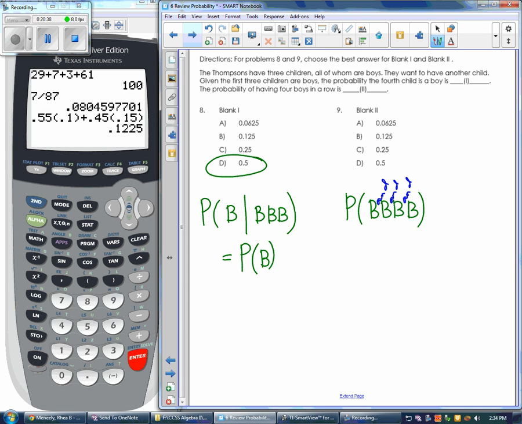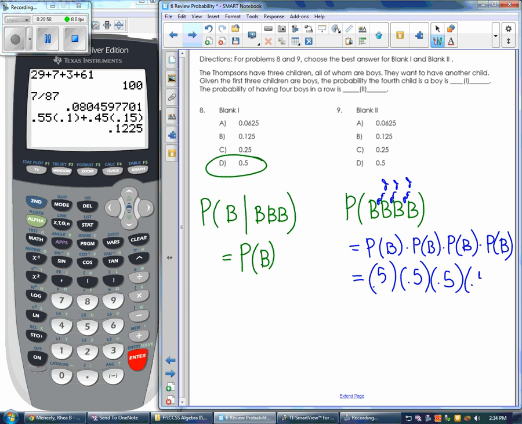So if I think about it using the and statement, then that means I'd have to multiply the probability of having a boy times the probability of having a boy and do that 4 times. Because of independence, I multiply. And I know the probability of having a boy on the first child is 0.5. The probability that my second child is a boy is 0.5. Same with the third, same with the fourth.